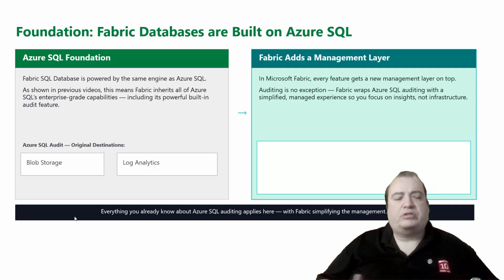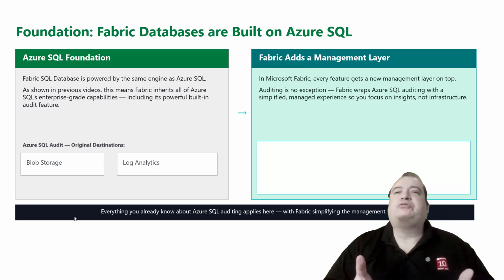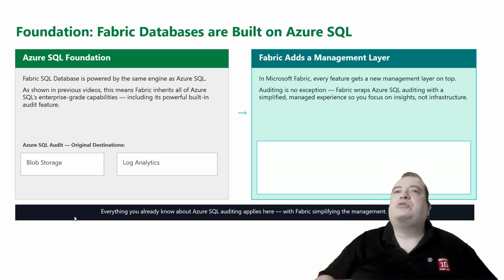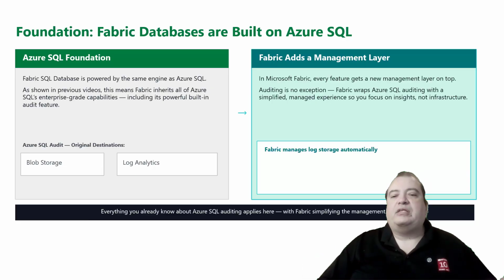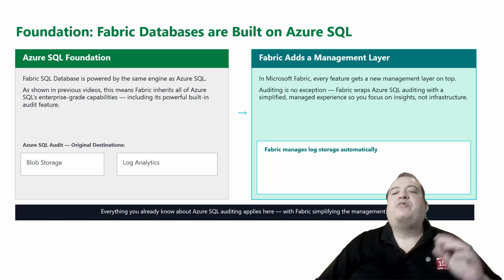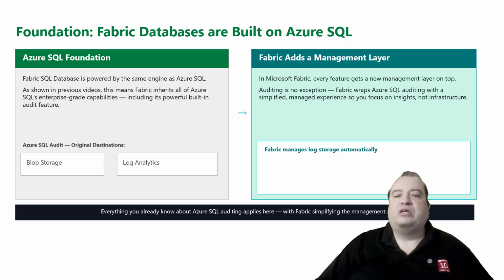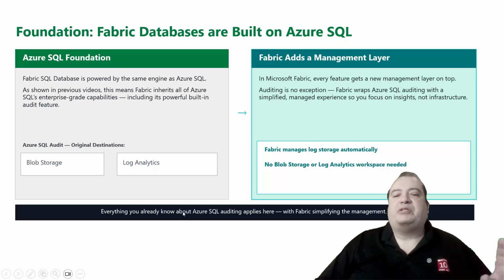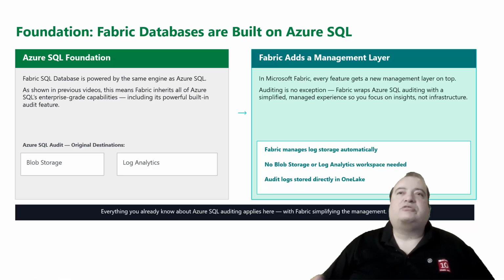I talked about this in previous videos. In Azure SQL, we have the auditing feature, but the auditing information needs to be stored in blob storage or in Log Analytics, for example. In Fabric, we can enable the auditing and Fabric manages the storage for us. We don't care exactly where it's stored. Fabric manages it for us. We don't care about blob storage or Log Analytics. The audit logs are stored in OneLake and we can query them.